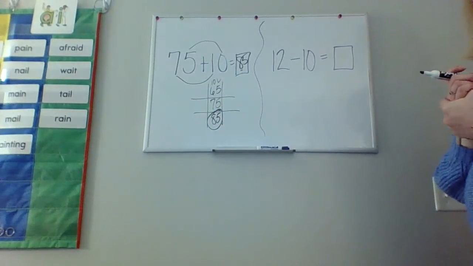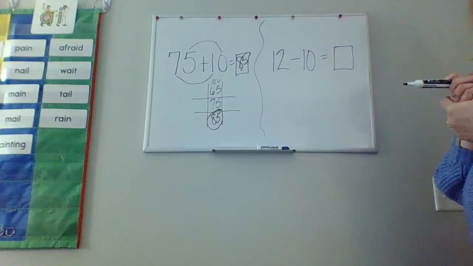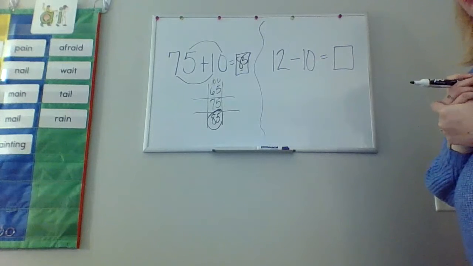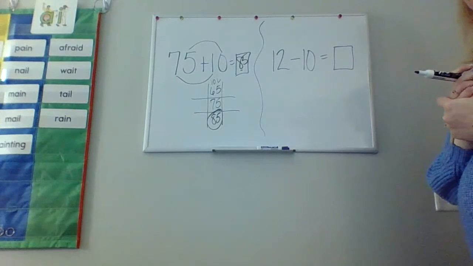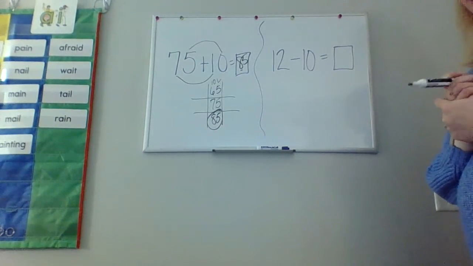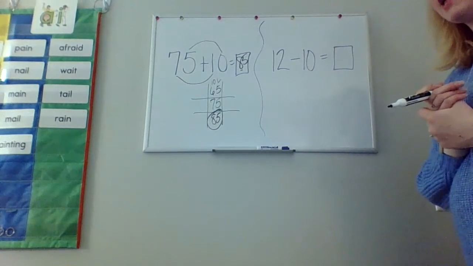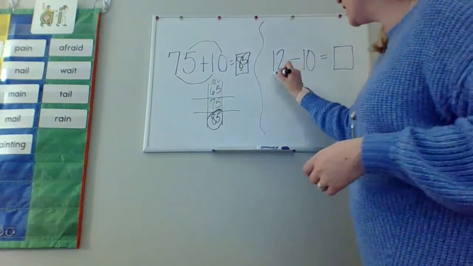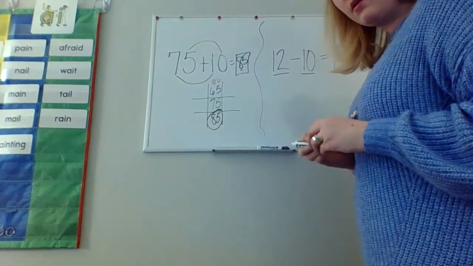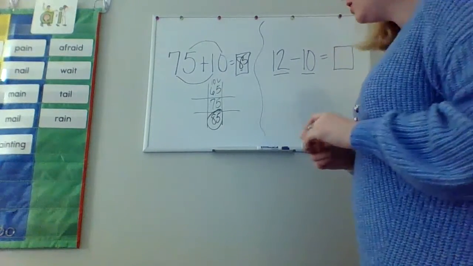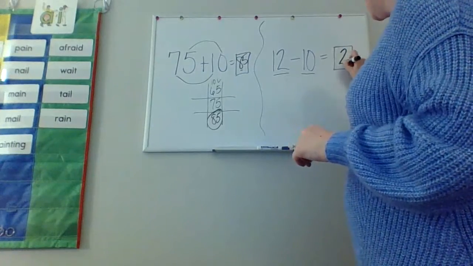Who could raise their hand and tell me what is 12 minus 10? Bristol, do you know 12 minus 10? I can't hear you. Did you say minus 10? Yeah, this one right here, 12 minus 10. 2. Right, good job. It is 2.